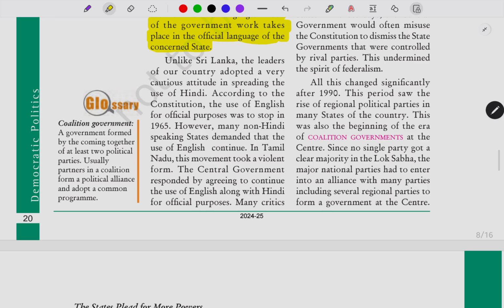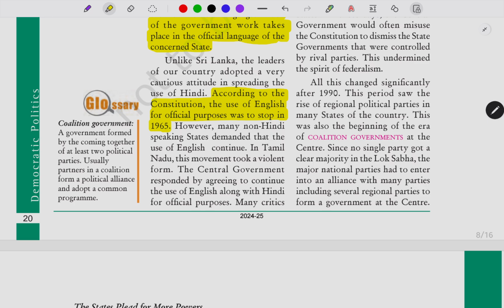Okay? Unlike Sri Lanka, the leaders of our country adopted a very cautious attitude in spreading the use of Hindi. According to the constitution, the use of English for official purpose was to stop in 1965. Important.